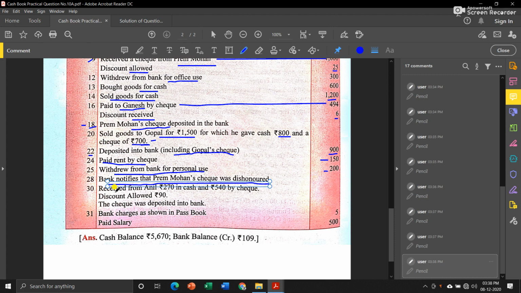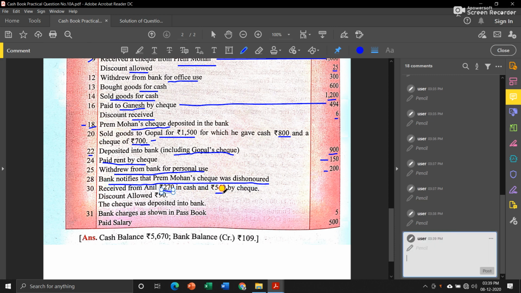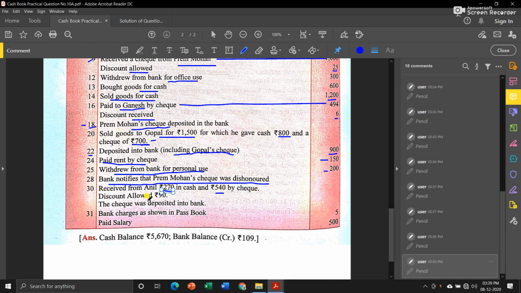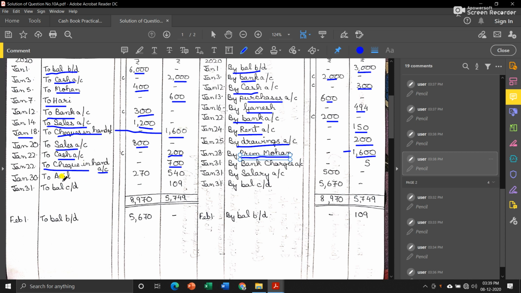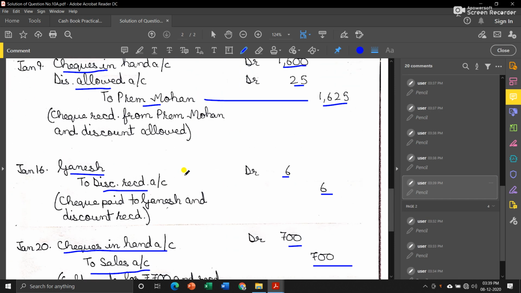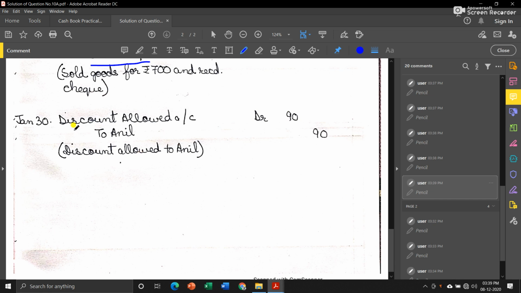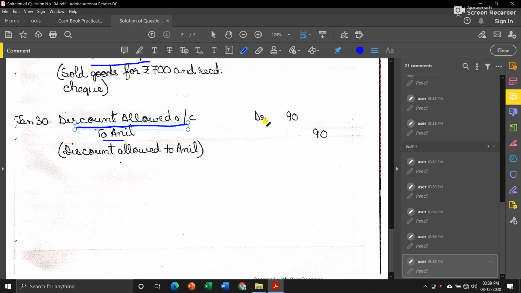Then next on January 30, we received from Anil rupees 270 in cash and 540 by check, and we allowed him discount of 90. So for receipt of cash and check, that we will record in debit side of our cash book by writing to Anil 270 in cash and 540 in bank column, and the remaining 90 rupees of discount we will record in journal proper. Since it is discount allowed, we will debit discount allowed account. Anil's account will be credited and it is rupees 90.